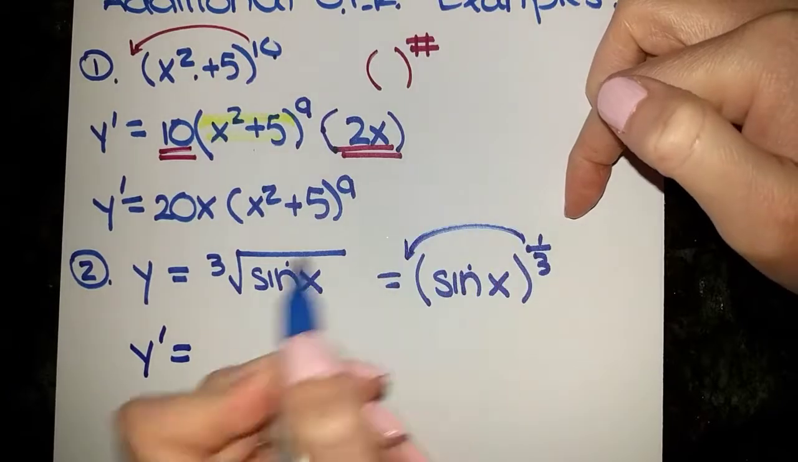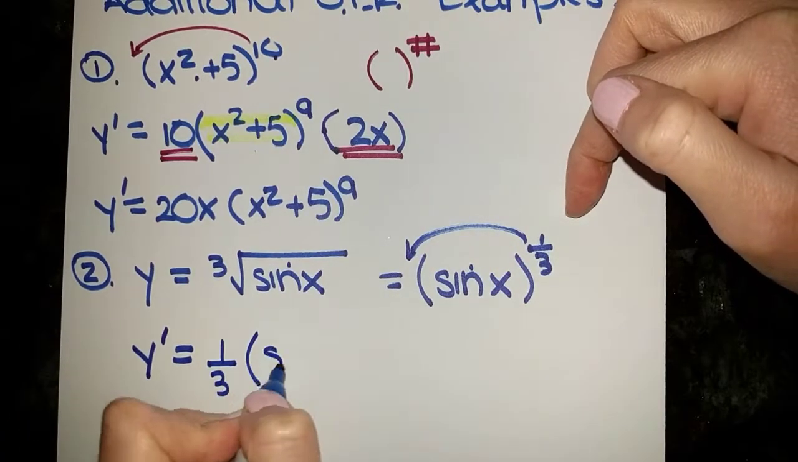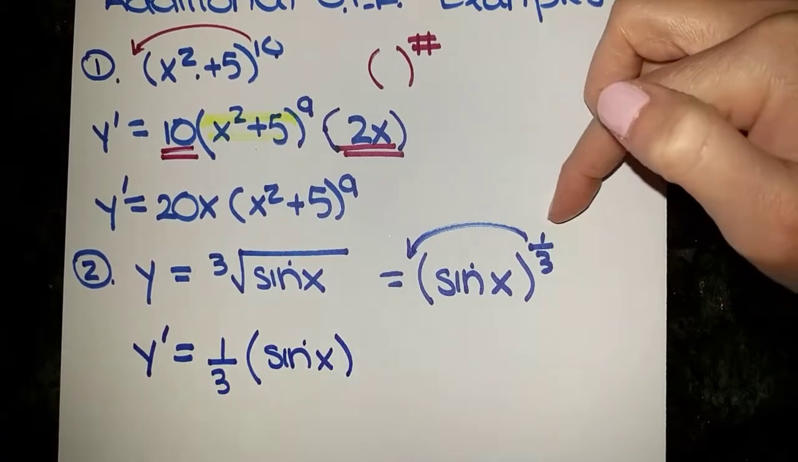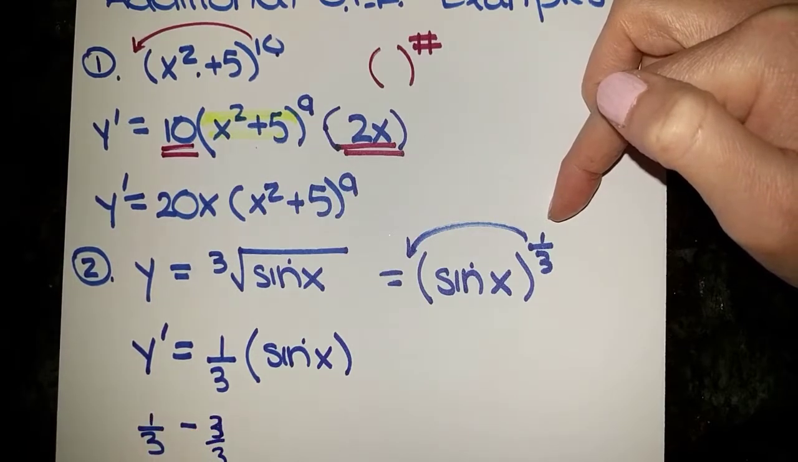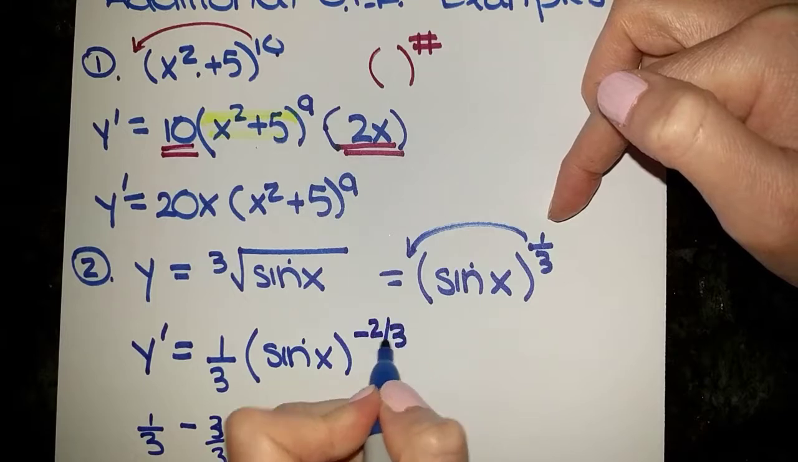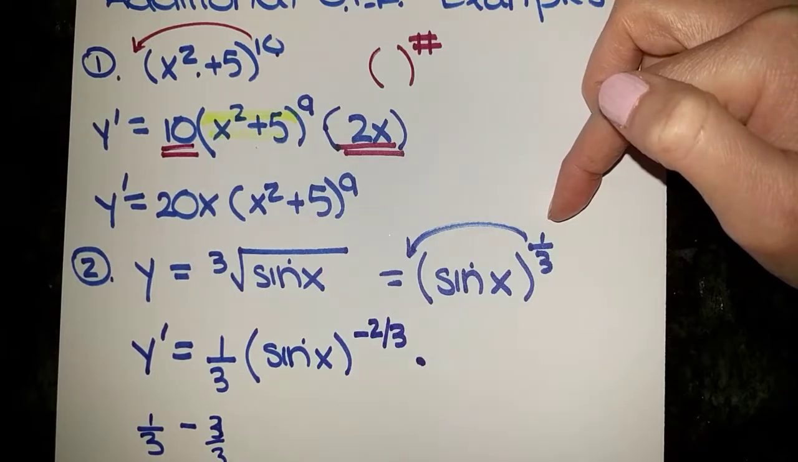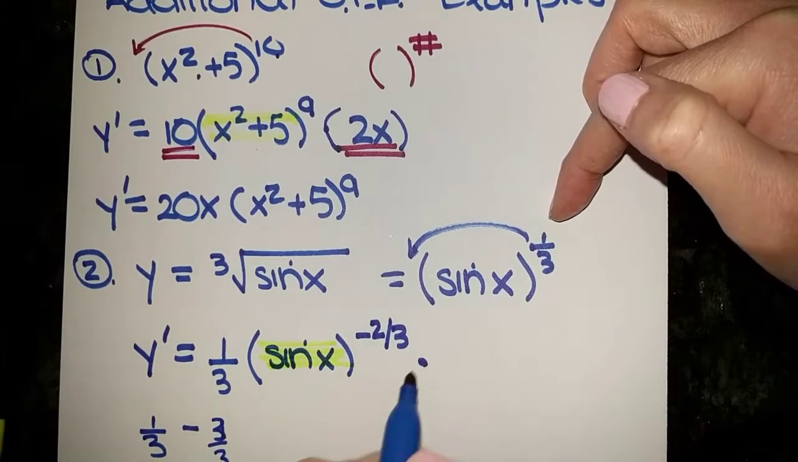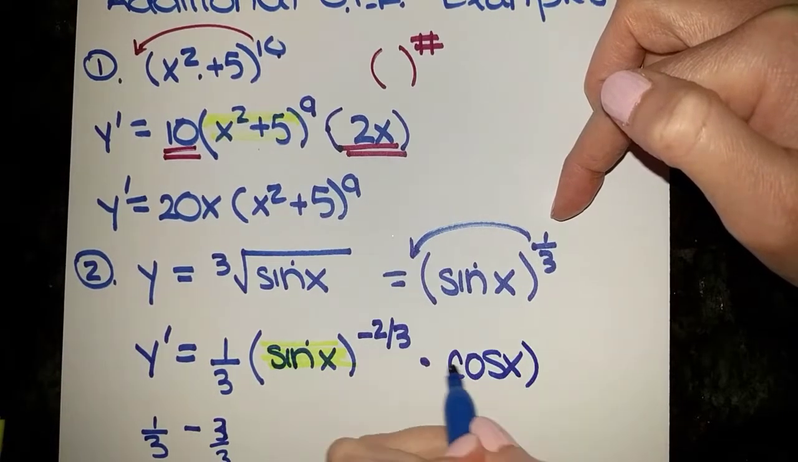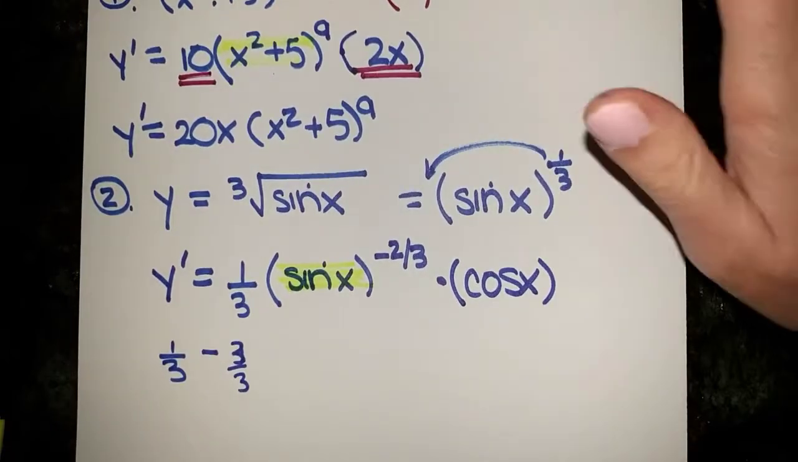We'll have our 1/3 being brought down, keep the inside fixed, subtract 1 from 1/3, so 1/3 minus 1, we have a 3/3, so we get negative 2/3 as the new exponent, times the derivative of the inside, the derivative of sine, is just cosine x. And I always put parentheses around it just for safety.